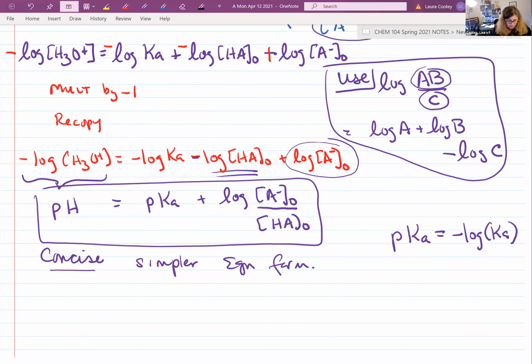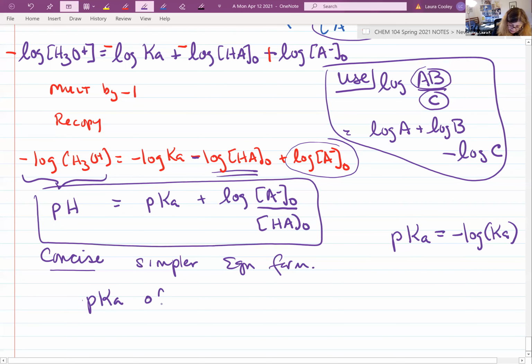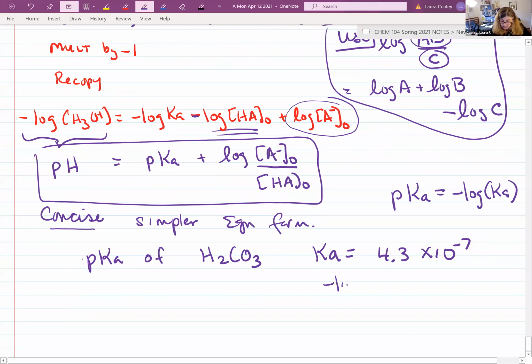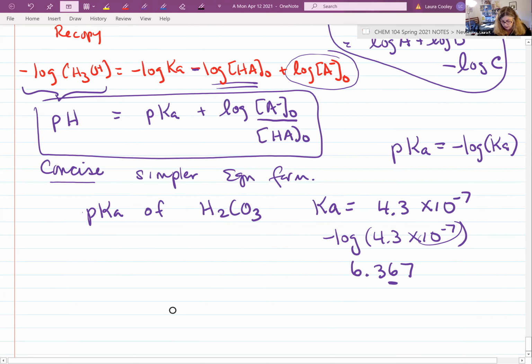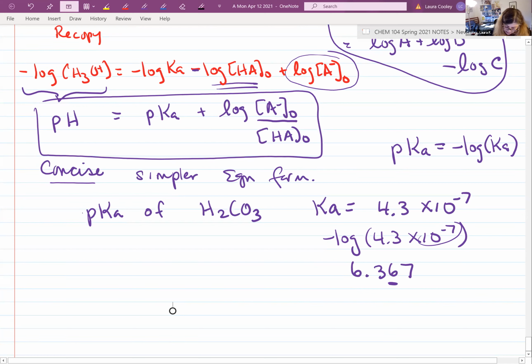And in fact, if I do, let's do this. Let's find the pKa. So our acid is H2CO3. The Ka is 4.3 times 10 to the negative 7th. If you take the negative log of that, it should be about 7, because that's what the exponent is, negative 7. So that turns out to be 6.367. I'm only entitled to 2 sig figs, but I always keep an extra one and round later. So this is the pKa.